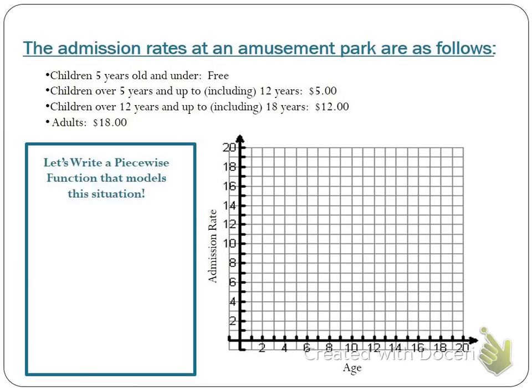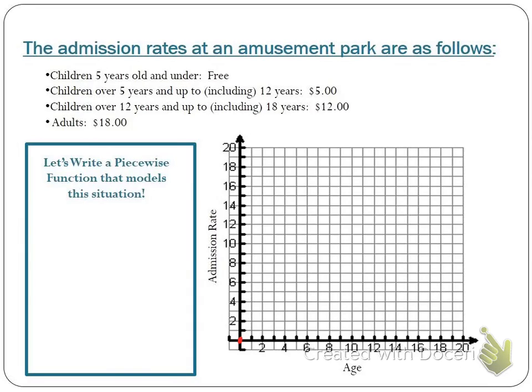So again, on the x-axis, we have age, and on the y-axis, it's admission rate. So depending on a person's age, we want to show what the admission rate would be. Well, first we see that children 5 years old and under get in for free. So obviously you're going to pay $0 for that child. So zero's right here. So even if you take a newborn, which is not even 1 year old yet, to the amusement park, they're not going to have to pay admission for that. Okay? As a matter of fact, they're going to get in for free.